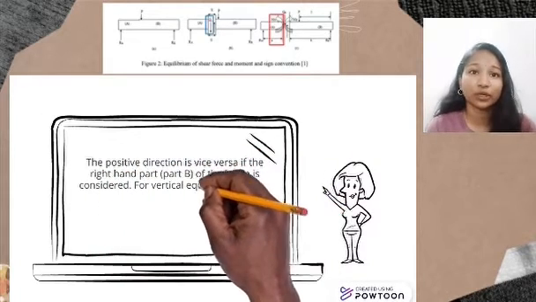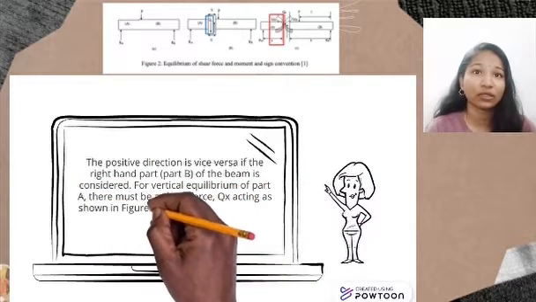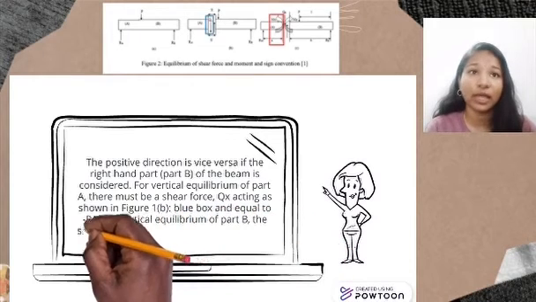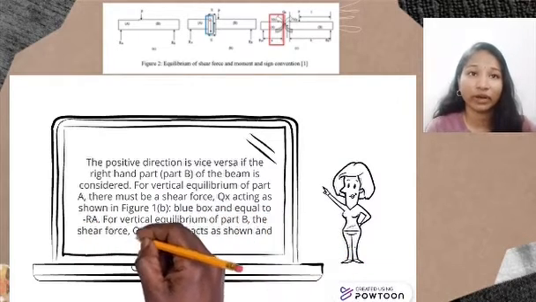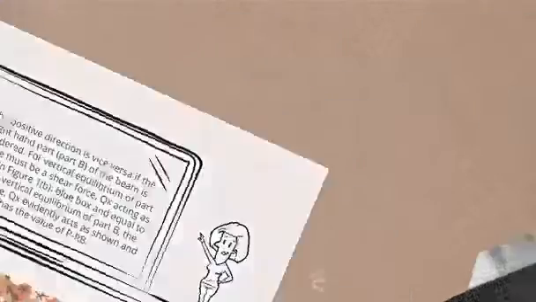For vertical equilibrium of part A, there must be a shear force Qx acting as shown in figure 1b, which is the blue box, and equal to negative RA. For vertical equilibrium of part B, the shear force Qx evidently acts as shown and has the value of negative RB.